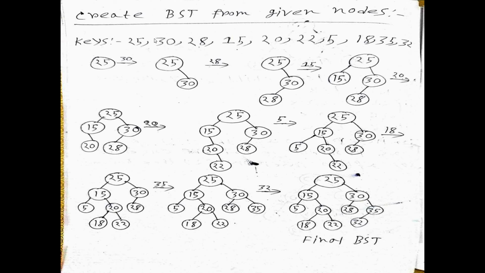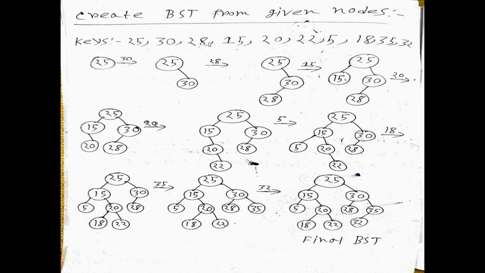Okay. Take 30. Compare with 25. Which is smaller? 30 is bigger. 30 is larger than 25. That means 30 goes to the right child, that means the right subtree of 25.